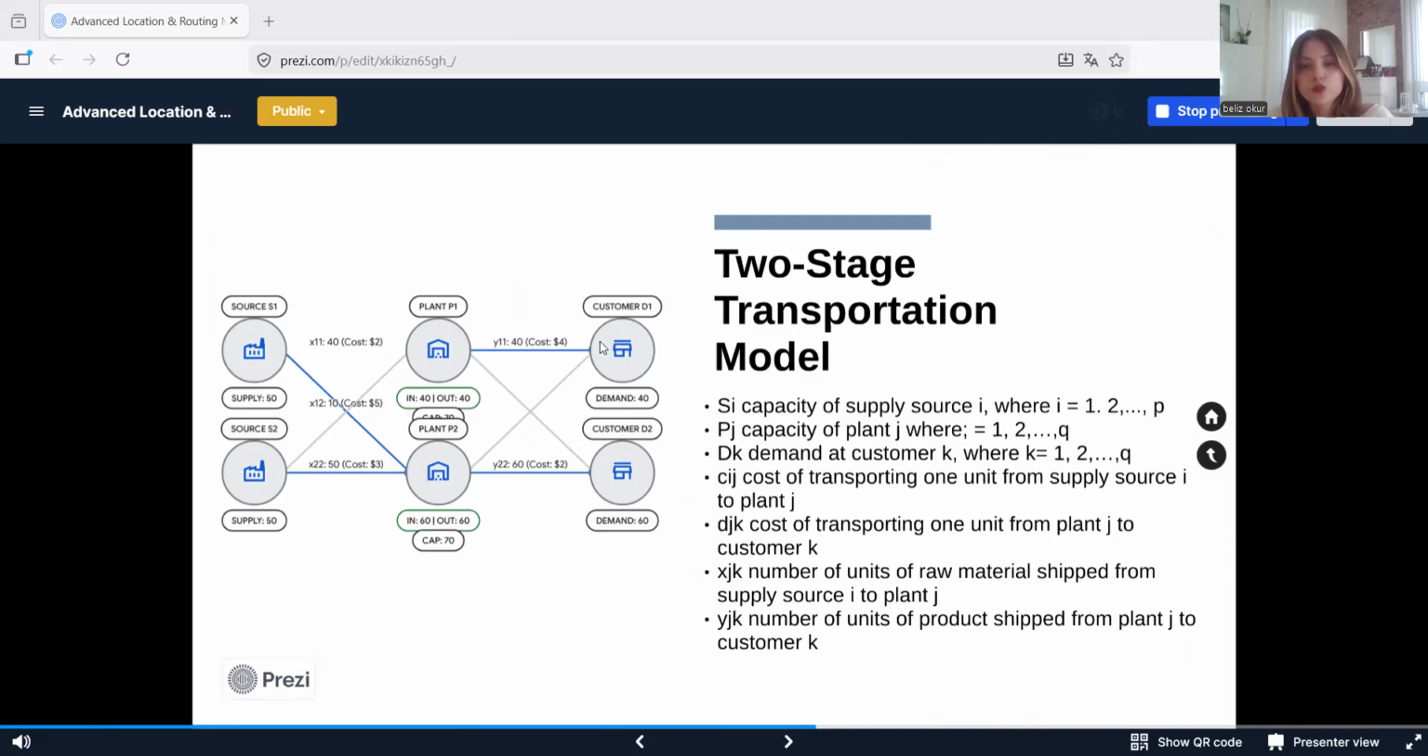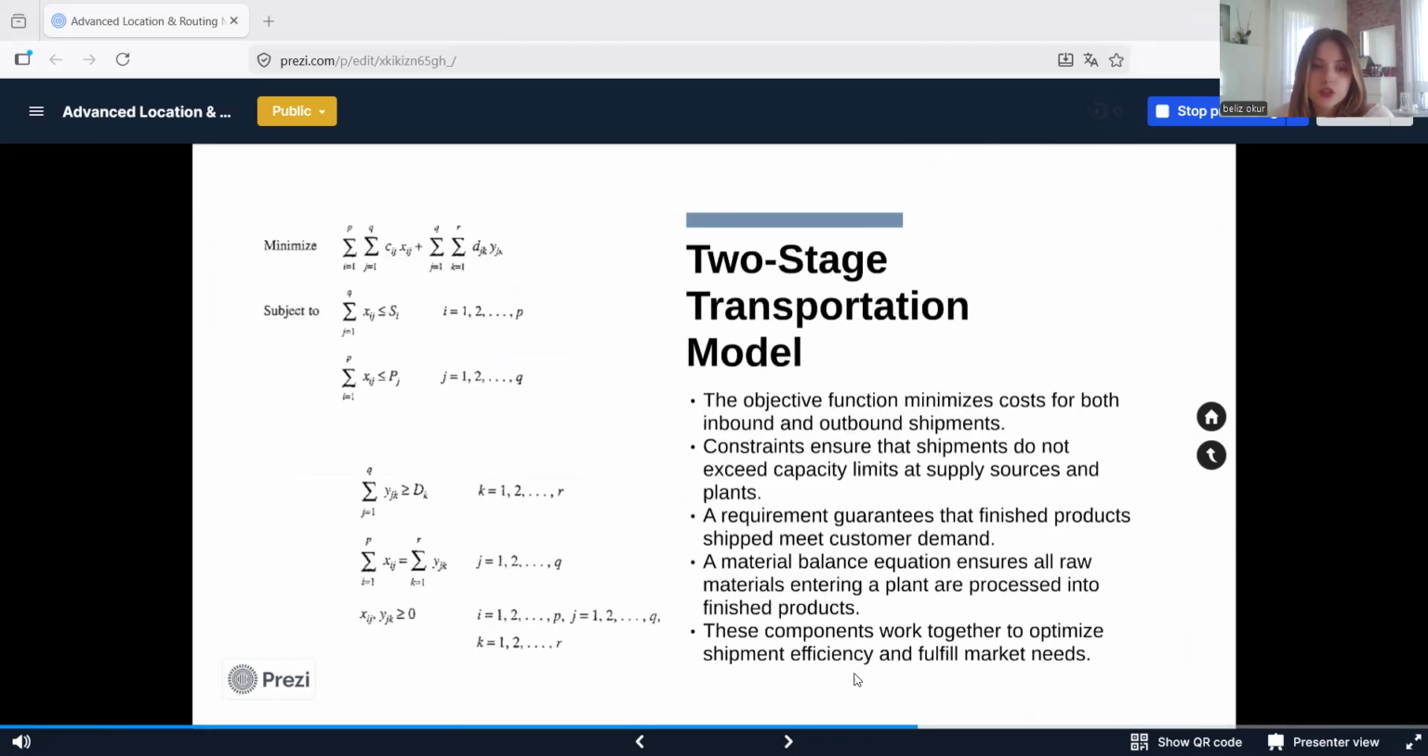We are shipping in two steps. Stage one is shipping from the source to the plant, and stage two is shipping from the plant to the customer. We want to find the cheapest way to flow goods through this whole system. To solve this, our objective function minimizes the cost of both shipping stages added together.